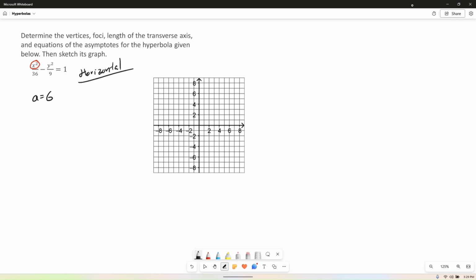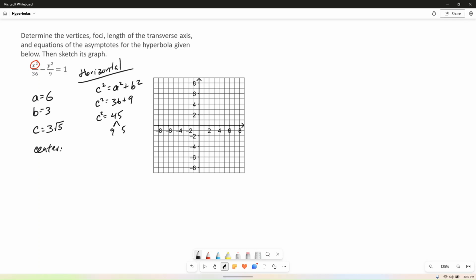So a is going to be 6 and b is going to be 3. Again, a squared is 36, b squared is 9. So we need to find c. And again, we know c squared is a squared plus b squared. So c squared is going to be 36 plus 9, which is 45. And 45 is a 9 times a 5. So c is going to be 3 square root of 5. So we have a, b, and c. And I know it's a horizontal hyperbola. Let's figure out where the center is.